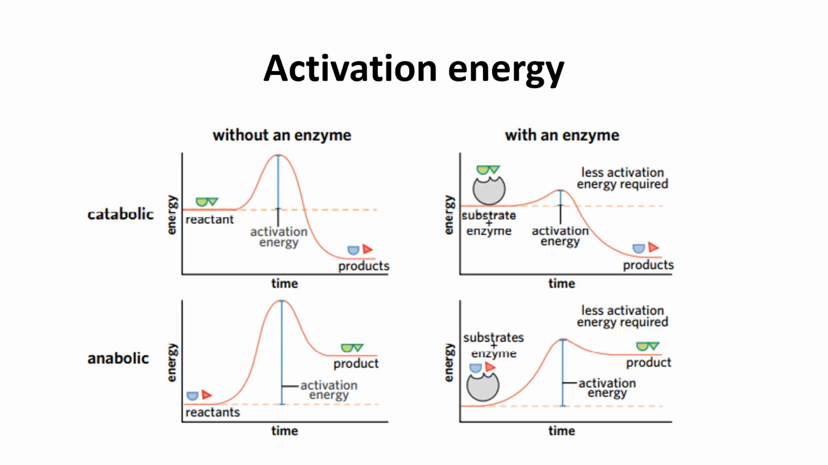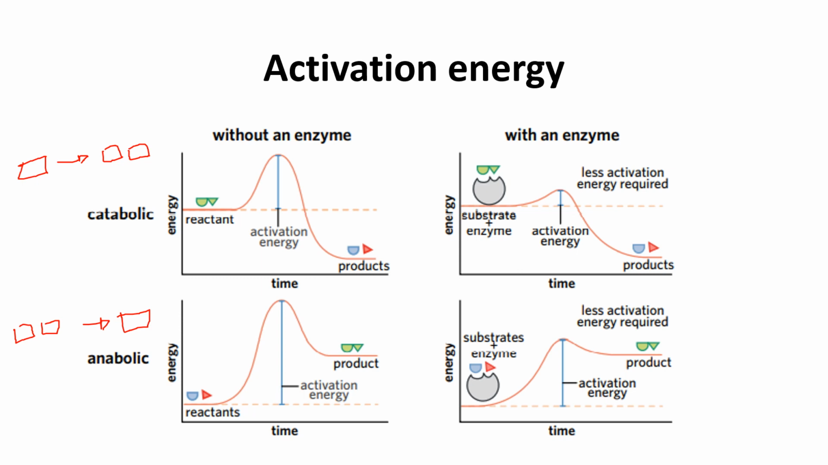Here is the one that splits them into two different types of reaction. Remember I said catabolic. Catabolic is when you're taking a larger molecule and splitting it into two smaller molecules. Anabolic is when you're taking two smaller molecules and joining them together to become a larger molecule. This is just the same graph, showing those two different scenarios.